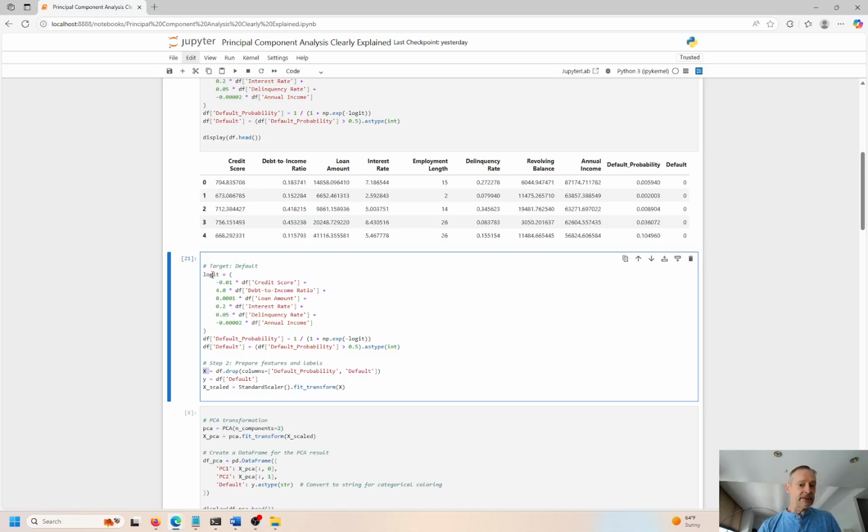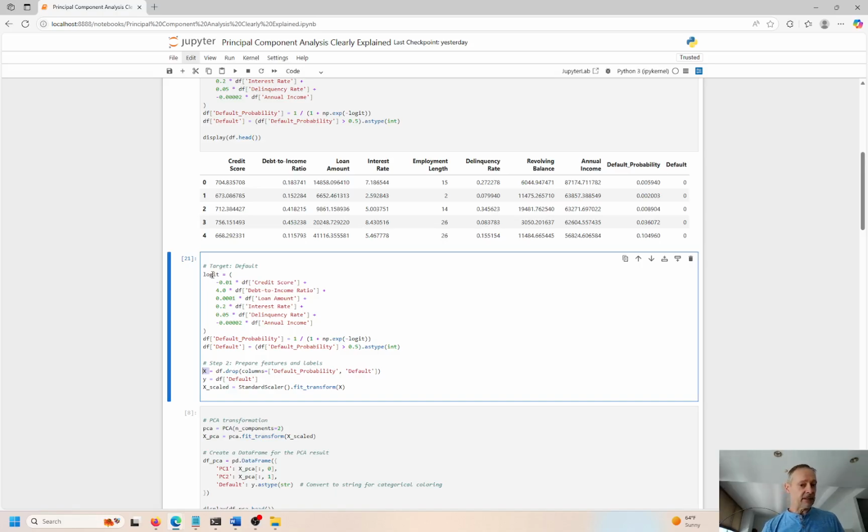Which includes the logit. I'm calling this a logit, and this is a feature that's created or composed of credit score, debt to income ratio, loan amount, interest rate, delinquency rate, and annual income, and assigning a small probability or small calculation to derive this logit number, okay? And we're going to use this to help us predict default.